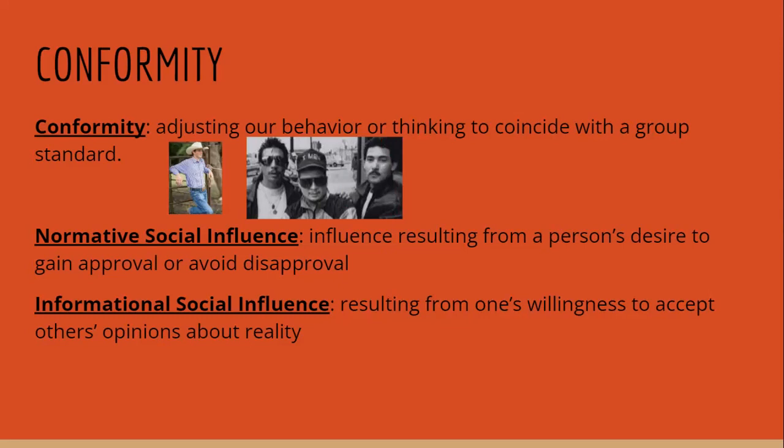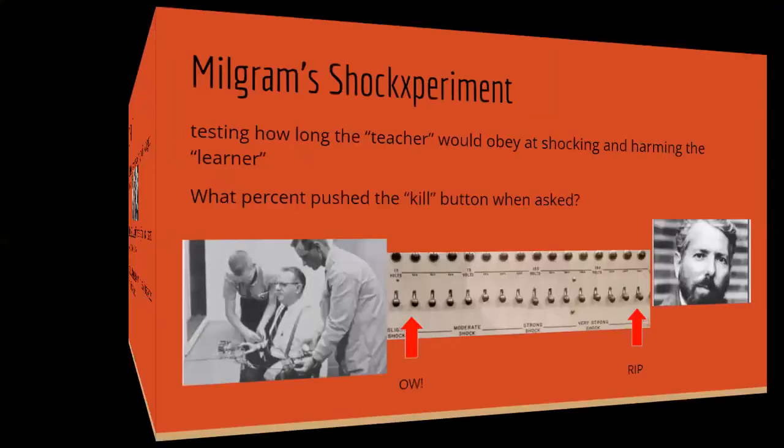Now, social influences. Normative is influence resulting from a person's desire to gain approval or avoid disapproval. So maybe you dress like your friends to try to be approved by them. Now, informational, resulting from willingness to accept others' opinions about reality. So we start to accept others' opinions.